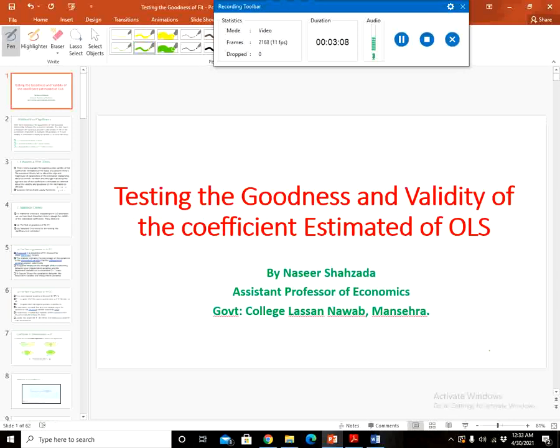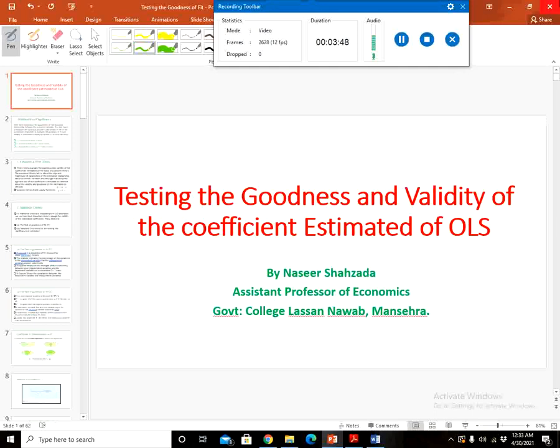We have estimated both beta naught and beta 1, and now we are in the third phase, which is testing the goodness, validity and reliability of the coefficients that we previously estimated. The fourth stage is measuring the prediction power of the model. In this lecture we will study the third stage of econometric research, testing the goodness, validity and reliability of the coefficients we have estimated.